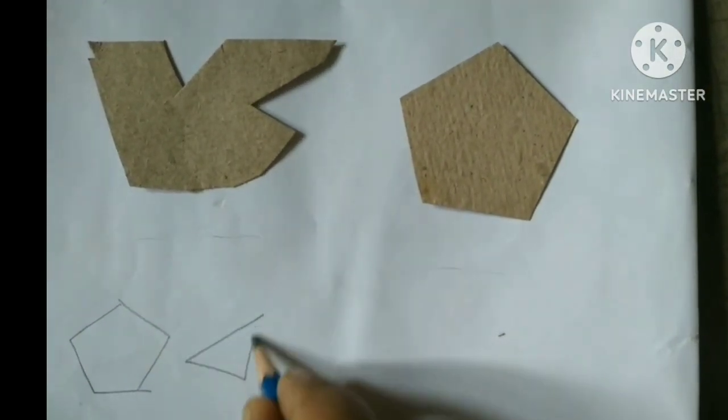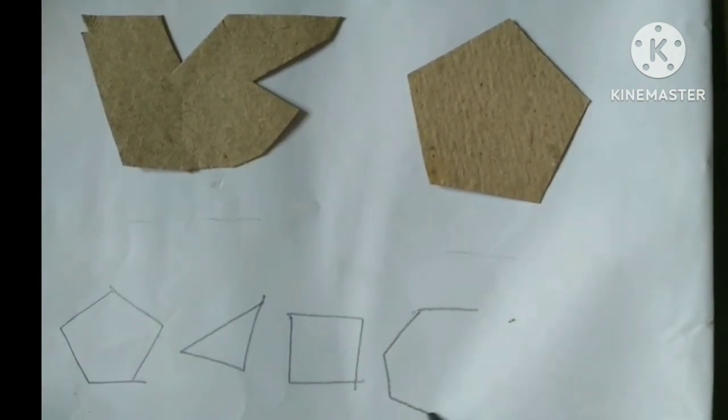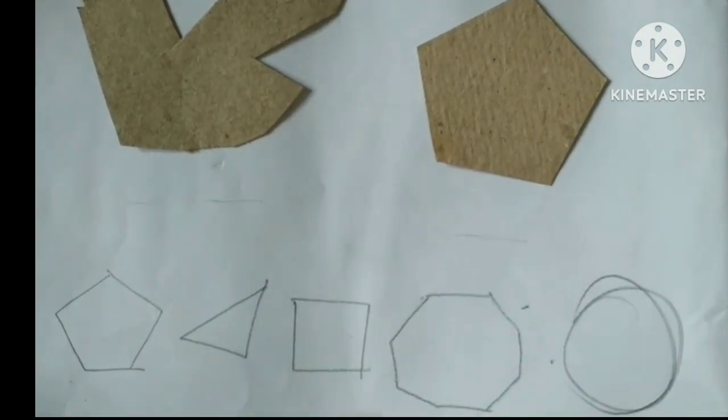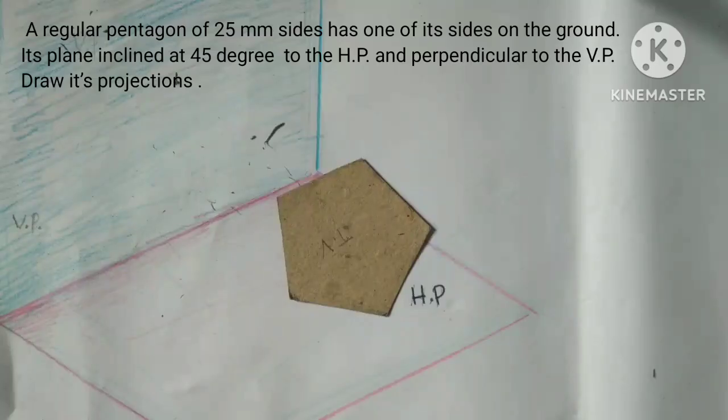So there are some basic regular shapes: any type of polygon such as pentagon, triangle, square, octagon, and also a circular flat plane. Now we will go directly to our problem number 1: a regular pentagon of 25 mm sides has one side on the ground. Its plane is inclined at 45 degrees to the horizontal plane and perpendicular to the vertical plane. Draw its projections. Before starting, we will take a little practical look at the problem.